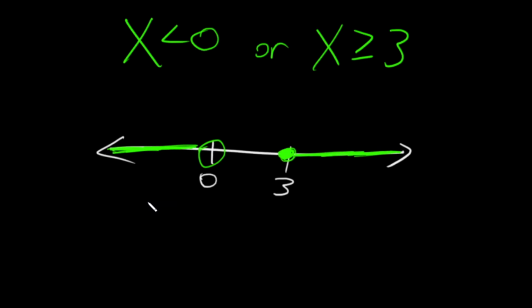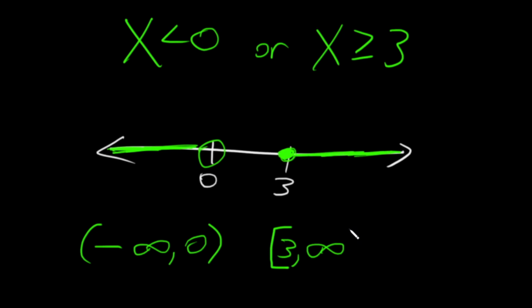Let's start with x is less than 0. We know to the far left is negative infinity. So we're going from negative infinity up to 0. Infinities always have parentheses. This 0 was not included, so we're going to use parentheses. On the other side, we're starting at 3. That's the leftmost of this set. So we need a bracket to show that we're including the 3. We go from 3 up to positive infinity, close with parentheses.